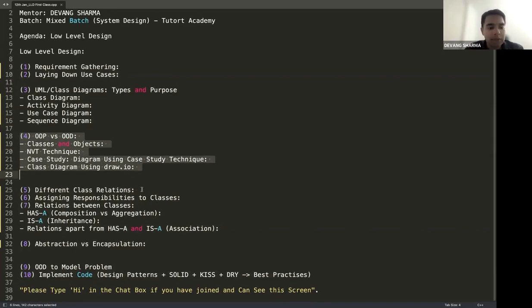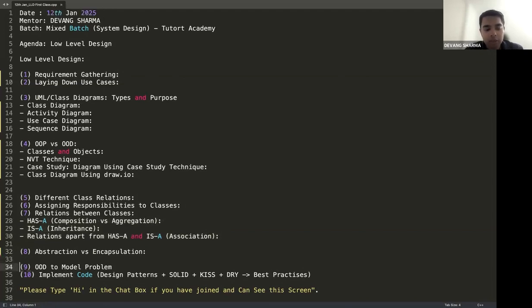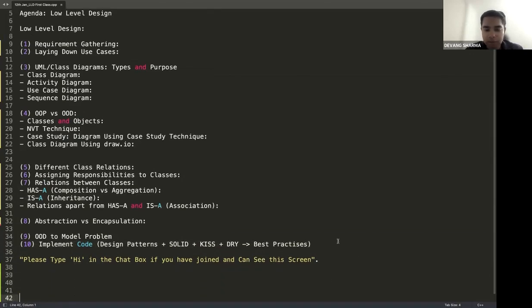Okay. Then we'll move on to the different class relations, assigning the responsibility to classes. The relation between classes includes composition, aggregation, inheritance. Okay. Then we'll talk about abstraction versus encapsulation. We'll learn how to convert the object-oriented design to model the problem, and finally how to implement the code, which includes design pattern, SOLID, keep it simple and short, DRY, and some of the best practices. Okay. Then we'll go for the case studies. Yeah, case studies are also there.